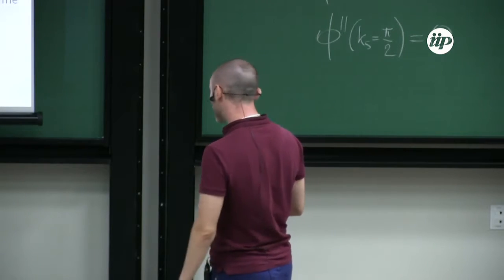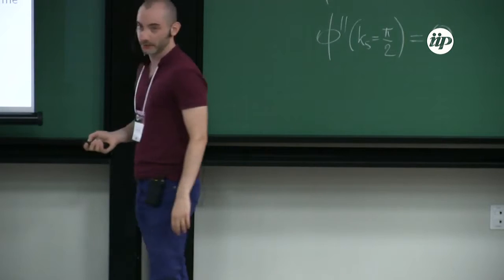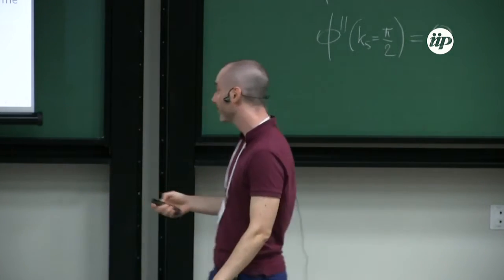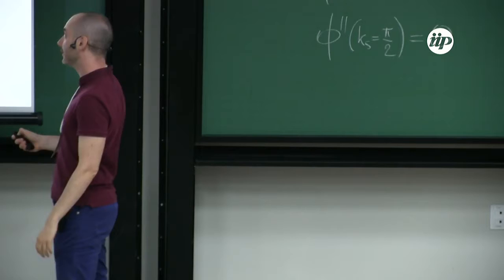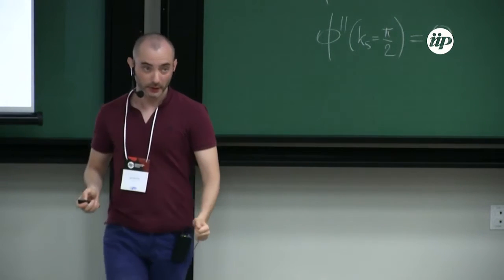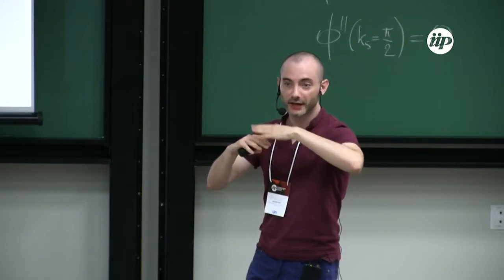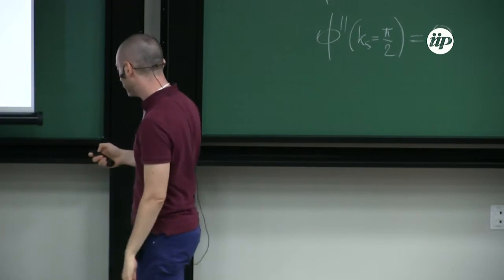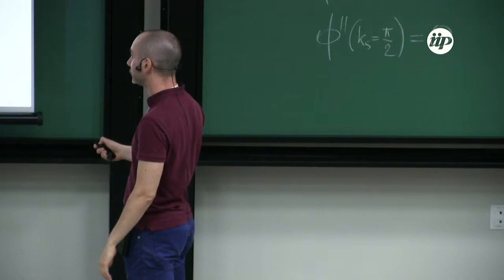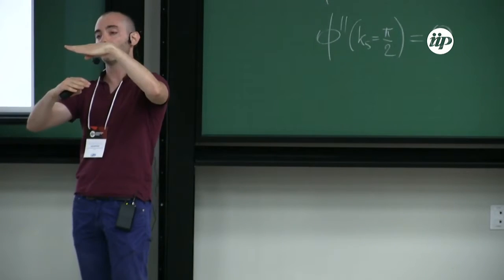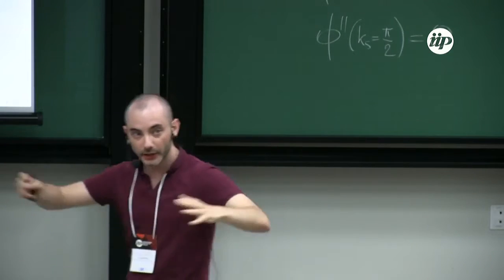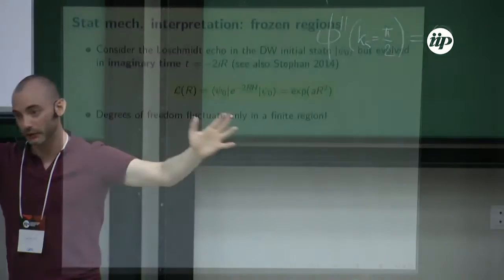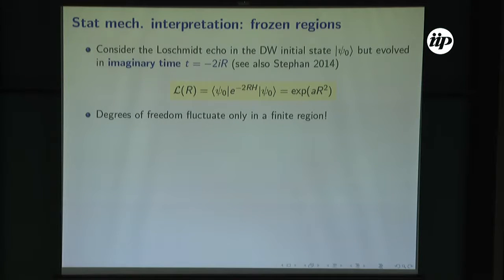And why is this interesting? Because now you can think of time as an imaginary number. If I now think of time as an imaginary number, what I'm really computing here is a partition function of a stat-mech model, defined on a slab of length 2R. So let's take time t equal to minus 2iR. What I'm really computing now is a partition function of a stat-mech model defined on a slab of length 2R. Let's say the x direction is infinite, and the initial state acts as a boundary condition for the fermions.